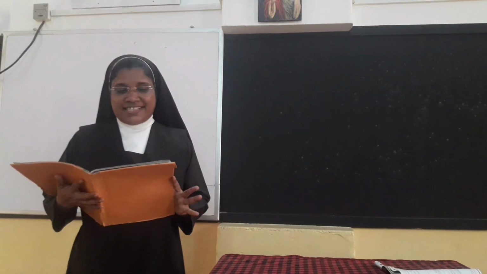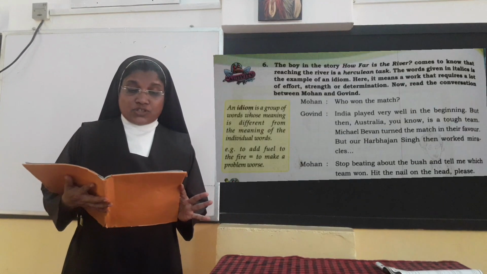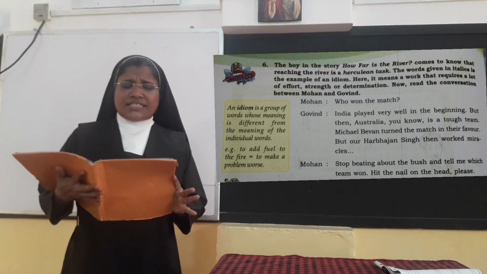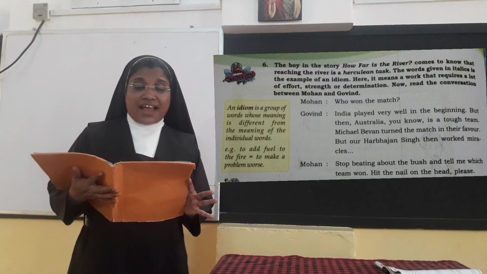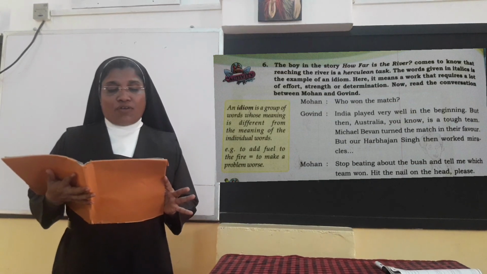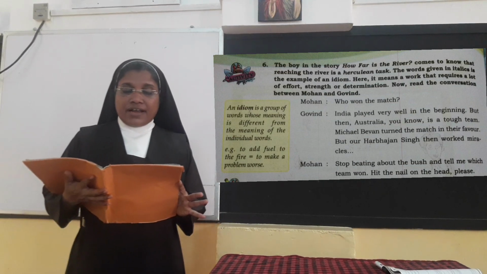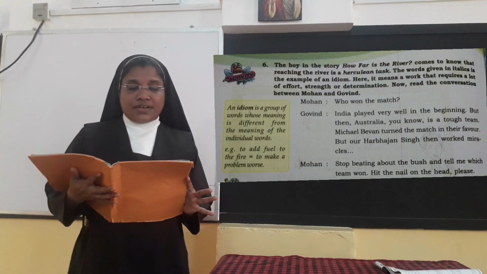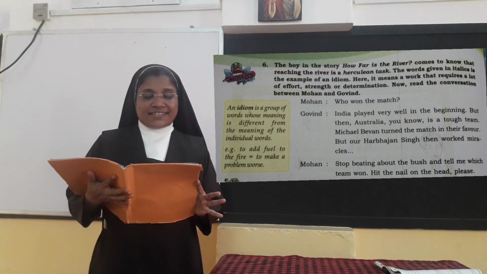So now activity 6. The boy in the story, How Far Is the River, comes to know that reaching the river is a Herculean task. The verse given in italics is an example of an idiom. Here it means a work that requires a lot of effort, strength and determination.